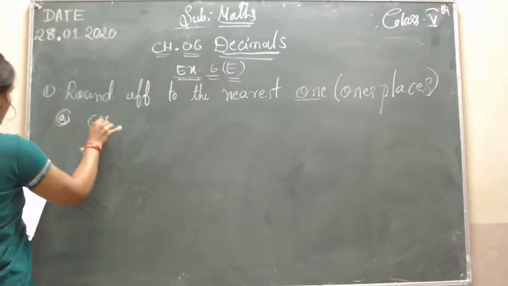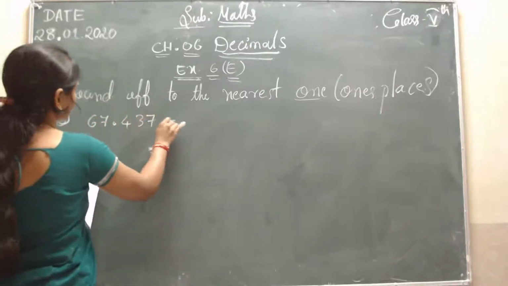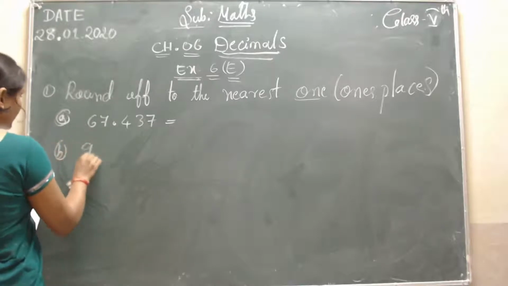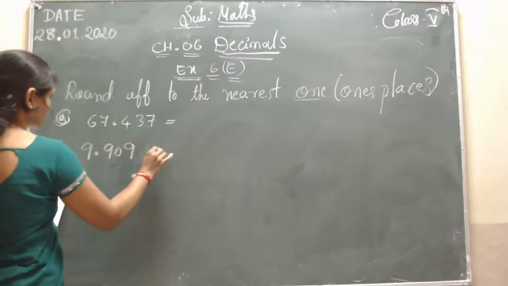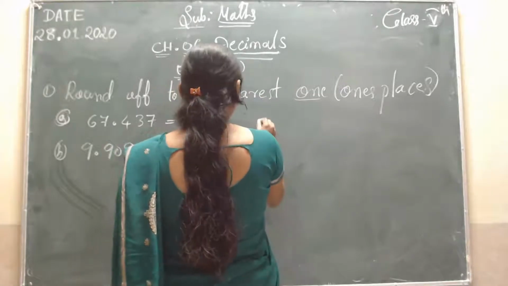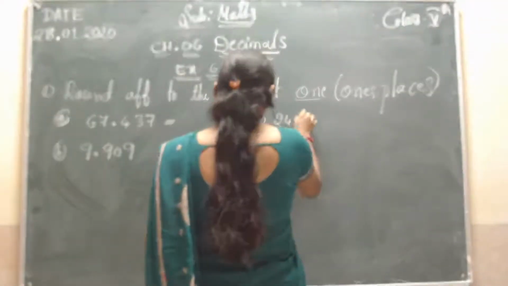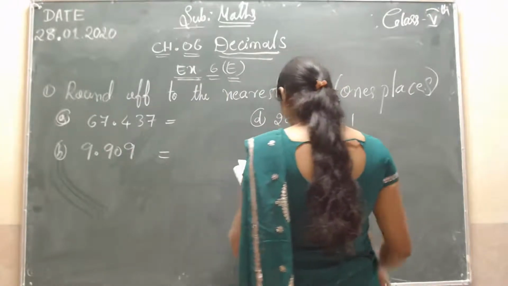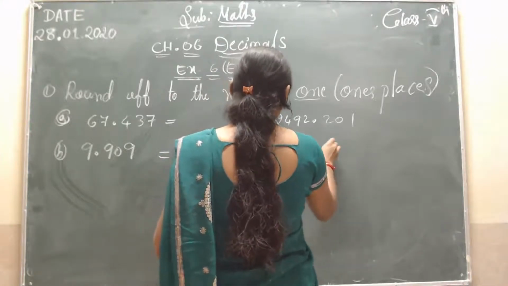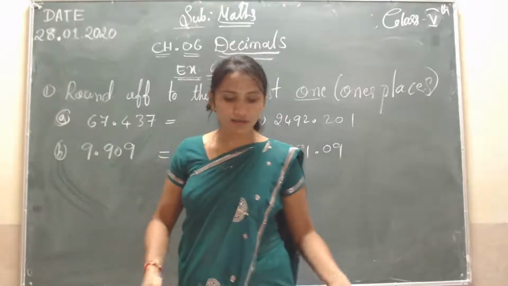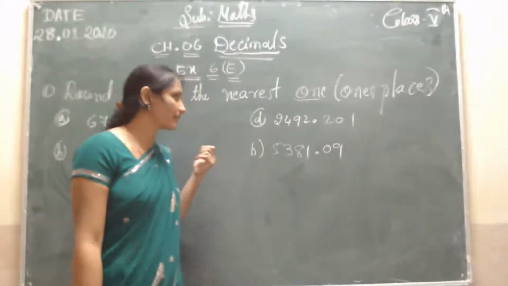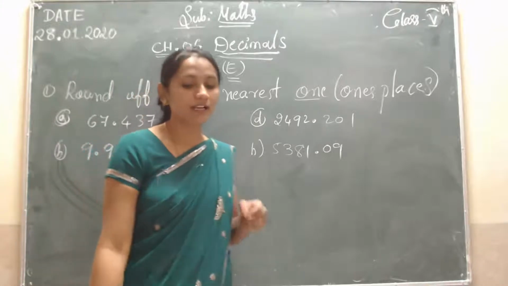Question number one is 67.437. How do we write the round to the nearest 1? Next, B is 9.909. How do we solve it to the nearest 1? Then question D is 2497.201, and the last is H. I will solve these questions first.